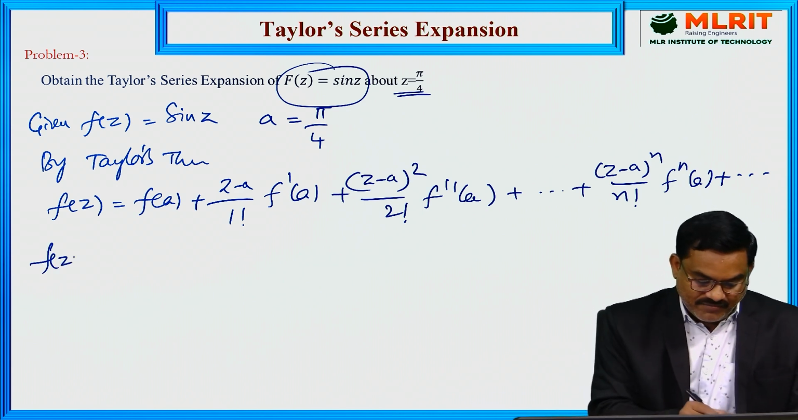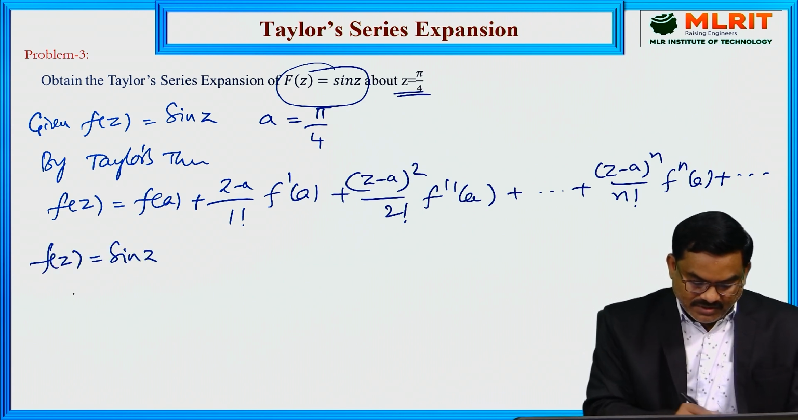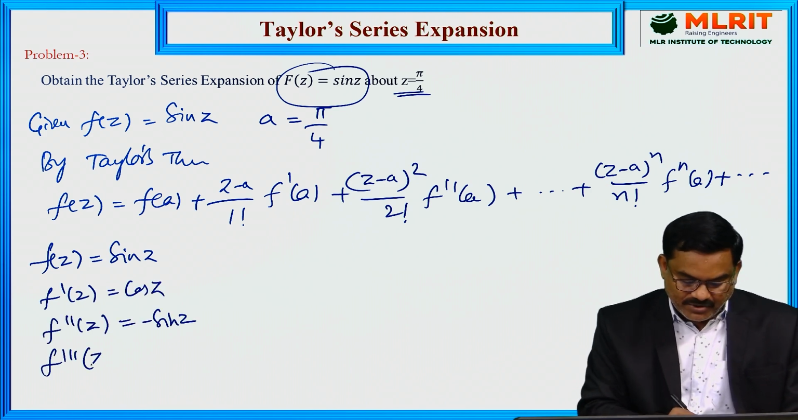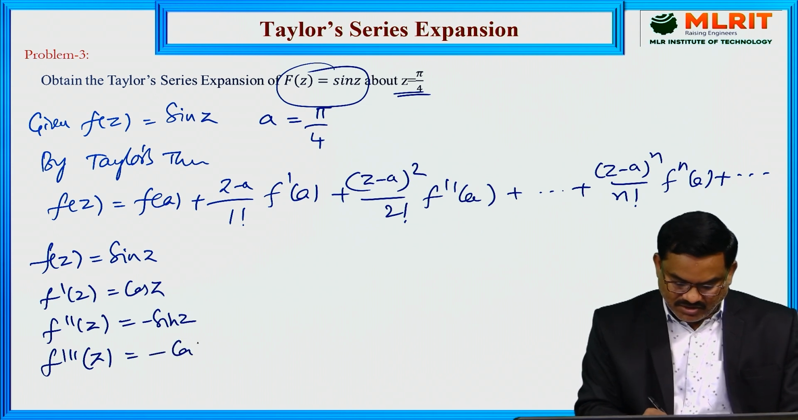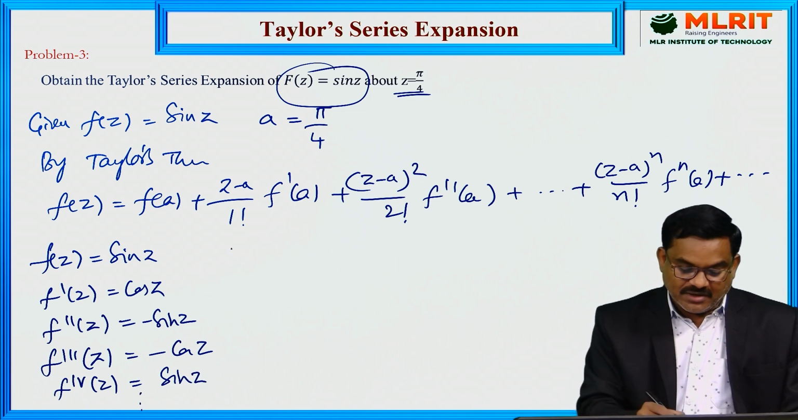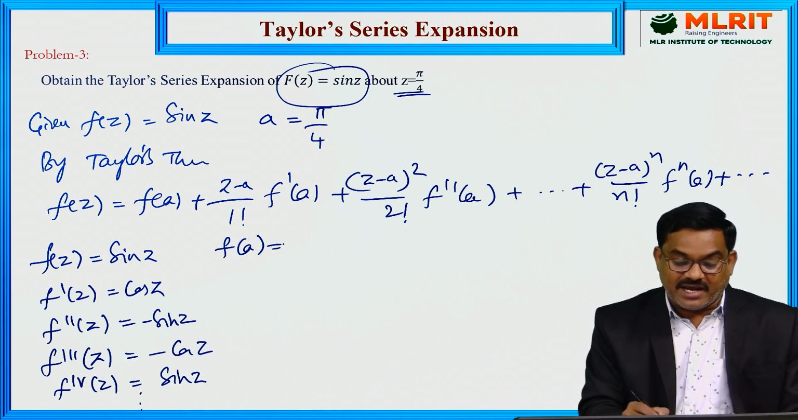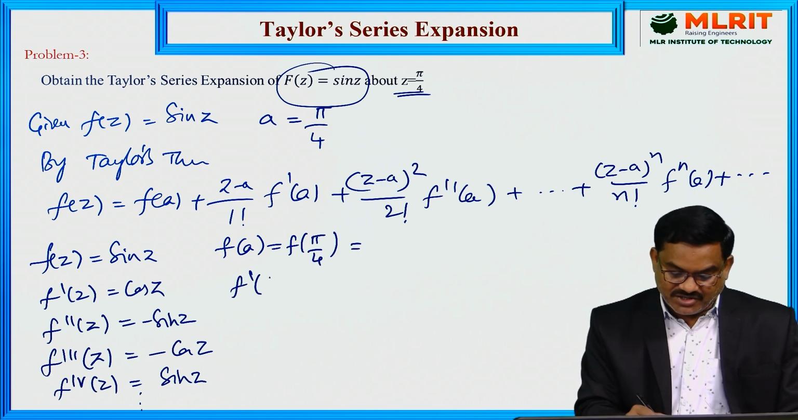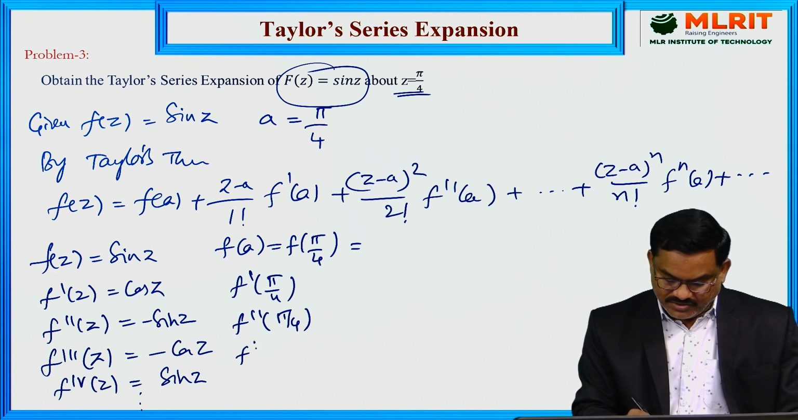So we have f(z) is sin z. So f dash z will be cos z. f double dash z is minus sin z. f triple dash z is minus cos z. Fourth derivative is plus sin z and so on. And we need to find all these at a. What is a here? Pi by 4. So f dash at pi by 4, f double dash at pi by 4, triple dash at pi by 4 and so on.